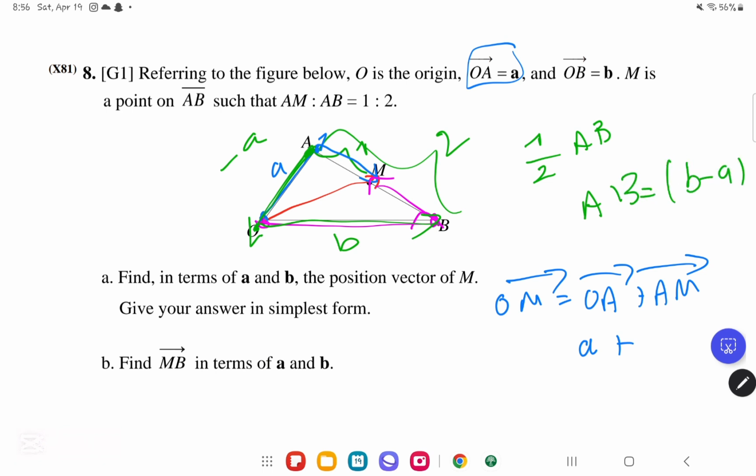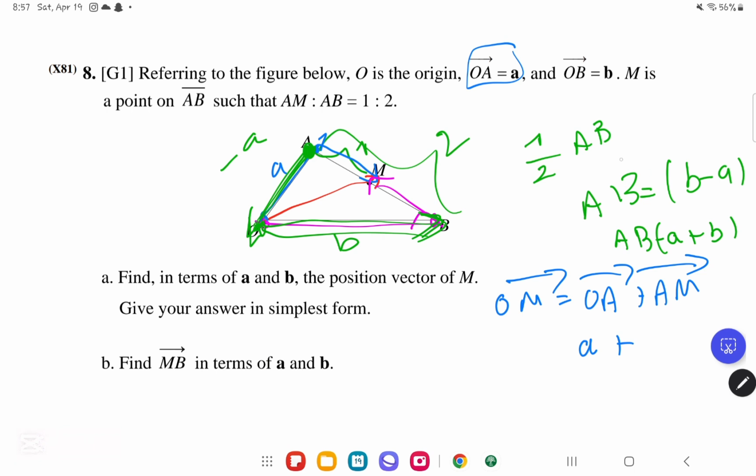How did we get it? Because we know that from A to B, this is the starting point, so the starting point to the ending point. From A to O, this is AO, which is the opposite of OA, so it's going to be minus A. And then OB, which is then B. So, AB is B minus A, or it is minus A plus B.